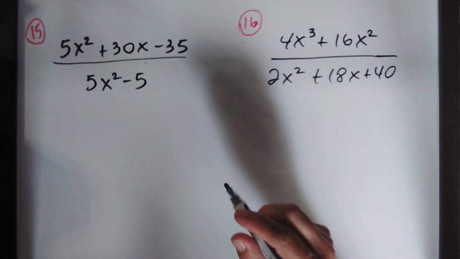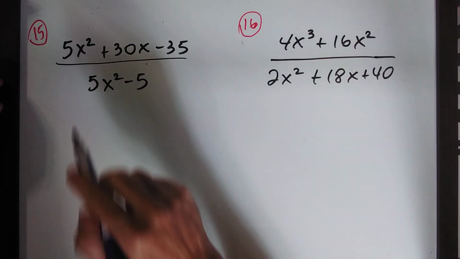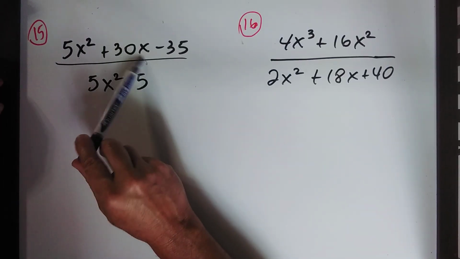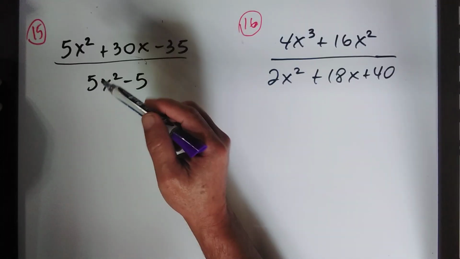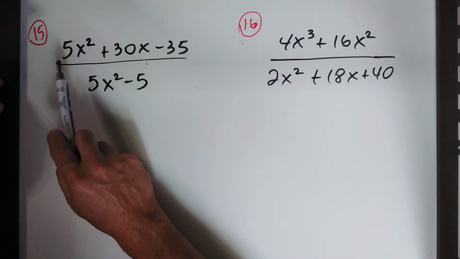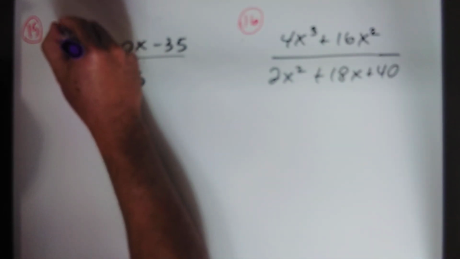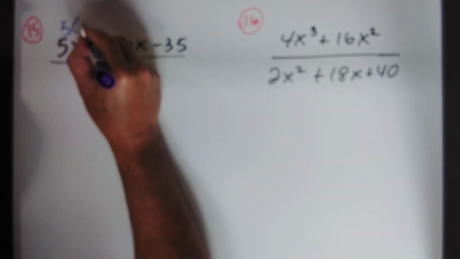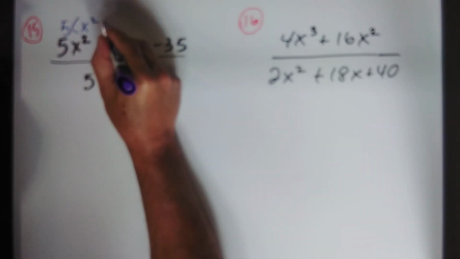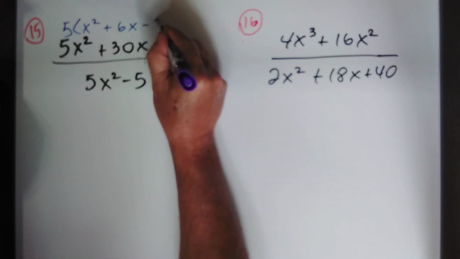Okay guys, so we're down to the last 2 examples. Let's try to factor the top. I notice it's a trinomial, the one that you will use the x method on. But before you do that, notice that 5 goes into all 3 terms, so I'm going to factor it out to make it easier for me. So I'm going to have 5, parentheses, x squared plus 6x minus 7.